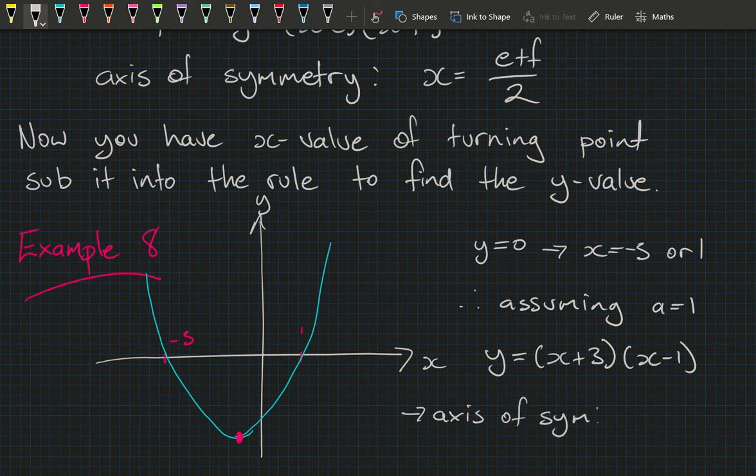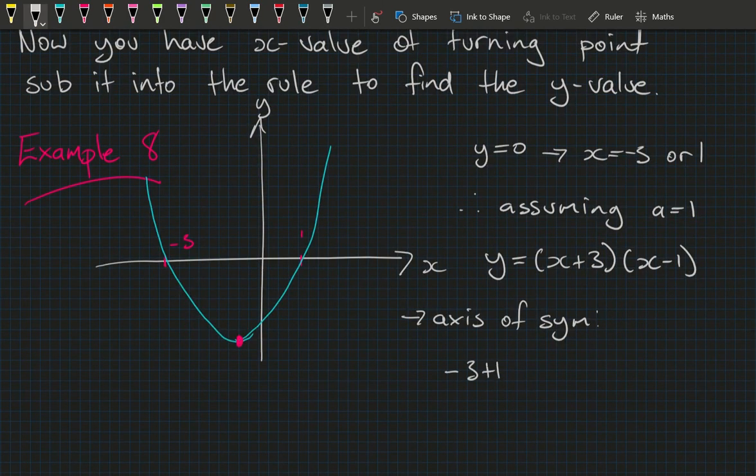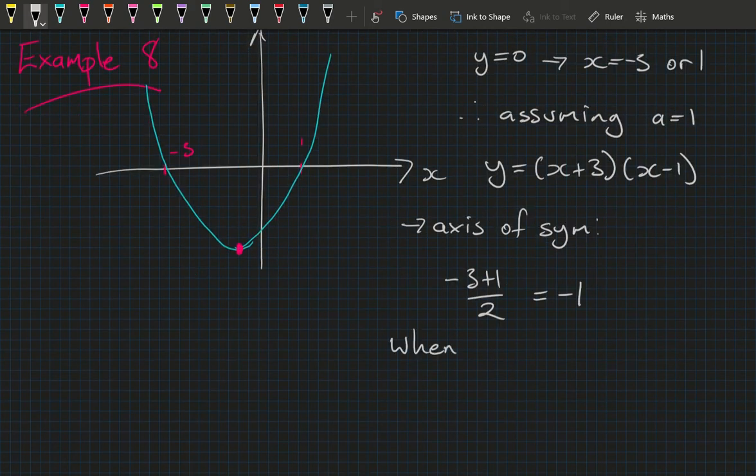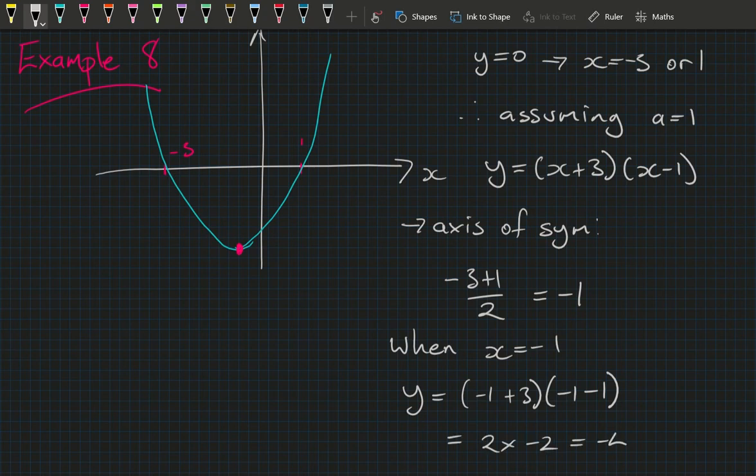So the axis of symmetry is the average of those numbers, and those numbers, of course, are the x-intercepts. So (minus 3 plus 1) on 2 is the average of minus 3 and 1. And that's equal to minus 2 on 2, which is equal to minus 1. So we know that our turning point has an x value of minus 1. And when x is equal to minus 1, then y is equal to (minus 1 plus 3) times (minus 1 minus 1). And that's just by subbing minus 1 in for x. So minus 1 plus 3 is 2, and minus 1 minus 1 is minus 2. So we end up with 2 times minus 2, which is minus 4.